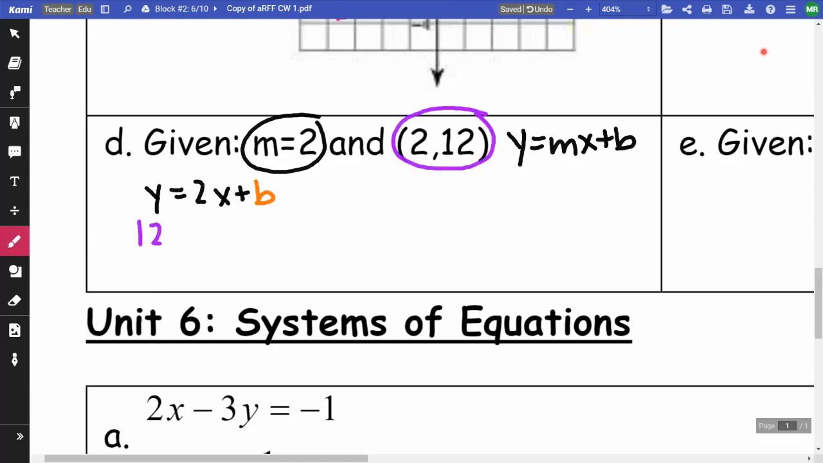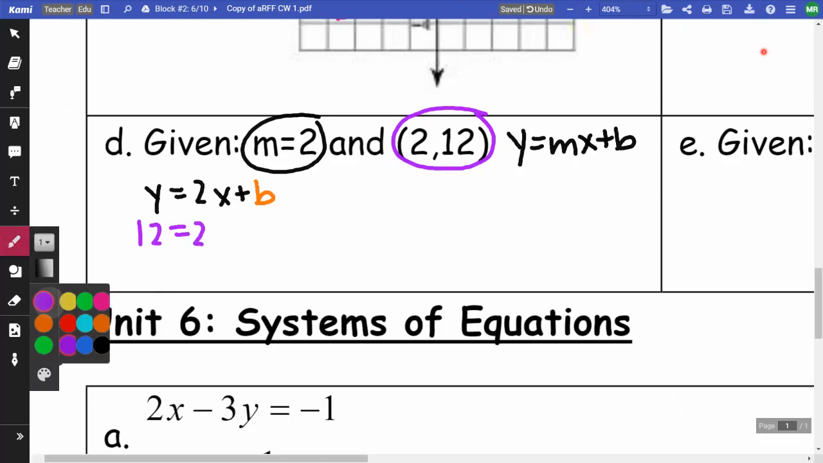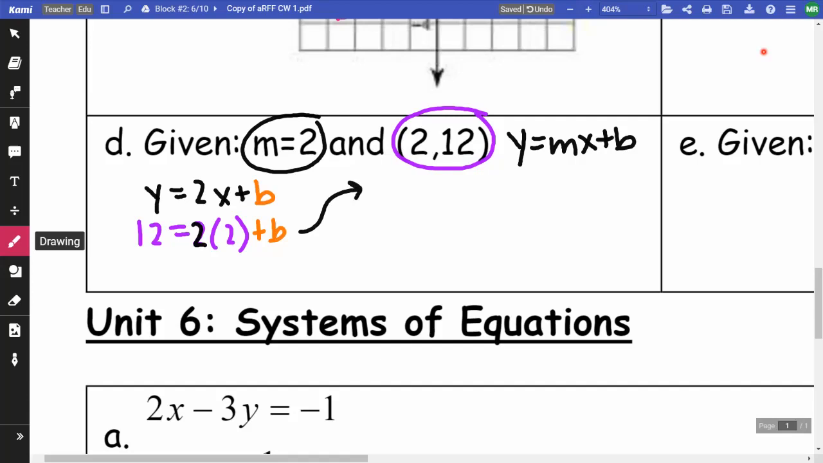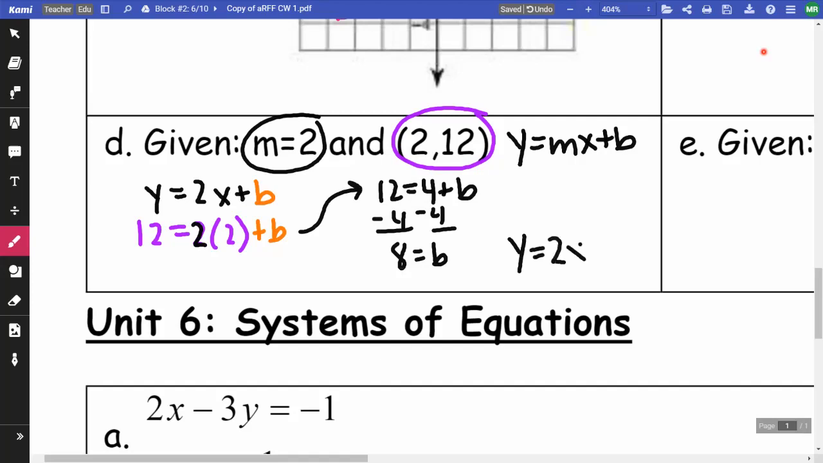So I'm going to put the 12 in for my y and the 2 in for my x plus b. So cleaning that up, I am going to get 12 is equal to 4 plus b. I'm going to minus 4 from both sides, and I get 8 is equal to b. So my equation, y is equal to 2x plus 8. Okay, that 2 and that 12, that x and y, I only use to find my b. They don't stay in our equation.